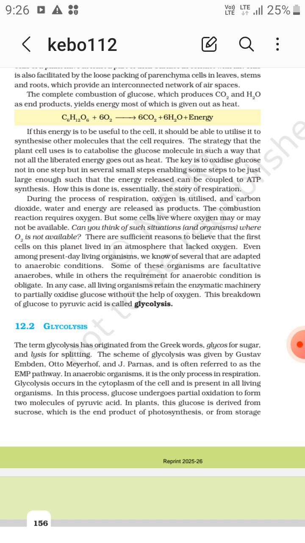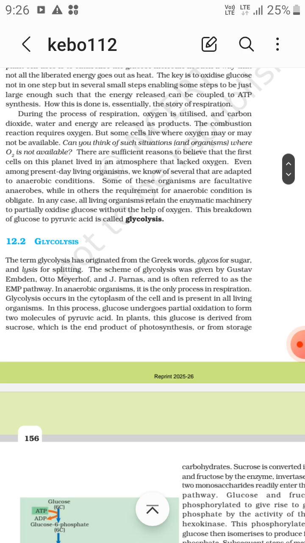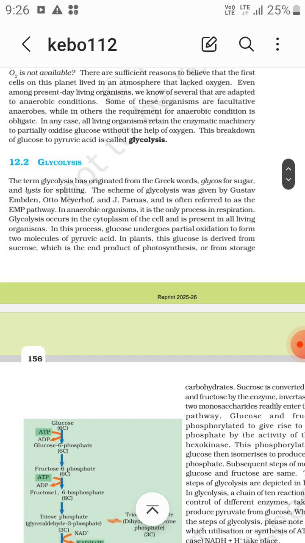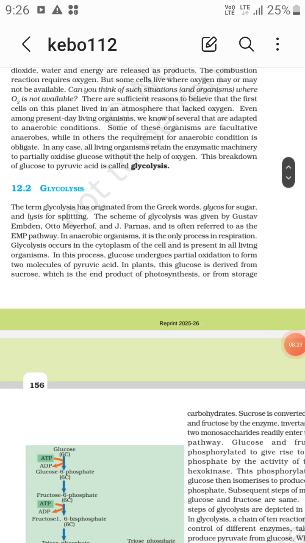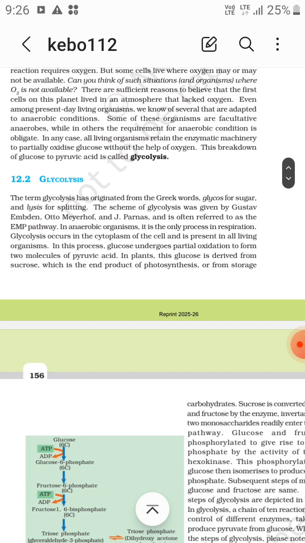Okay, this breakdown of glucose to pyruvic acid is called glycolysis. Now talking about glycolysis. What is glycolysis? The term glycolysis has originated from Greek words glykos for sugar and lysis for splitting. So it is the splitting of sugar, means splitting of carbohydrates. The scheme of glycolysis was given by Gustav Embden, Otto Meyerhof and J. Parnas, so it is often referred to as the EMP pathway. In anaerobic organisms, it is the only process in respiration.